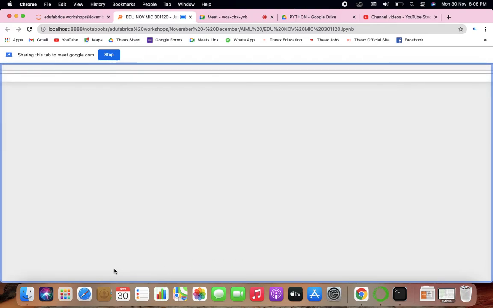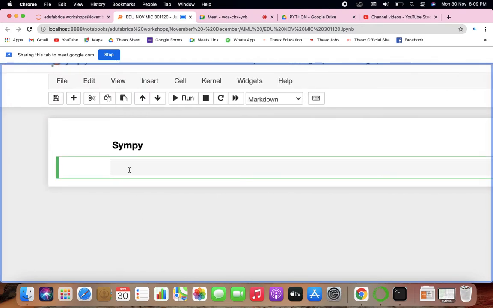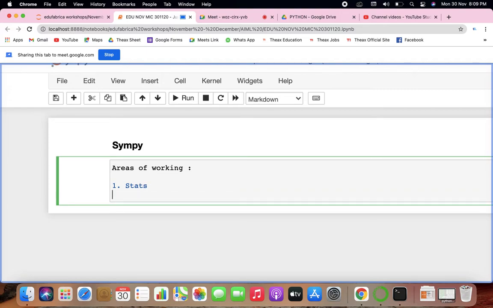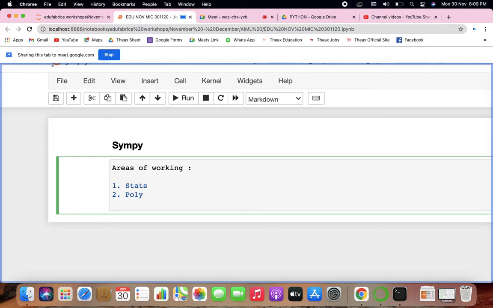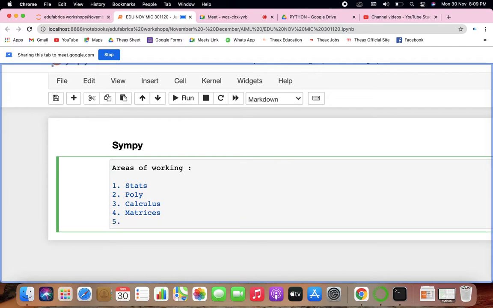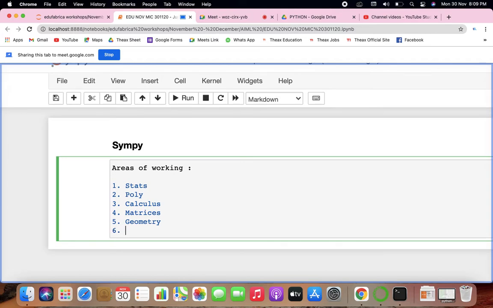So the areas of working can be: the very first I'll write statistics, you go understand with stats, okay? The polynomials, the calculus, the matrices, geometry, and what is it? Discrete.